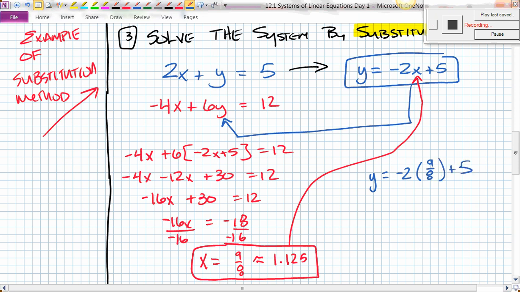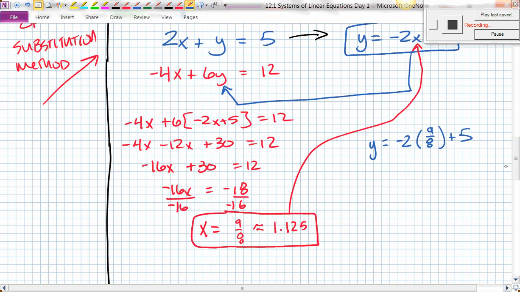plus 5. All right, cool little trick here. Simplify the 2 and the 8. What do you get? 9/4. So y must be negative 9/4 plus, here's another cool trick. Negative 9/4 plus 20/4. How did I do that so fast? Am I a genius? Yes.